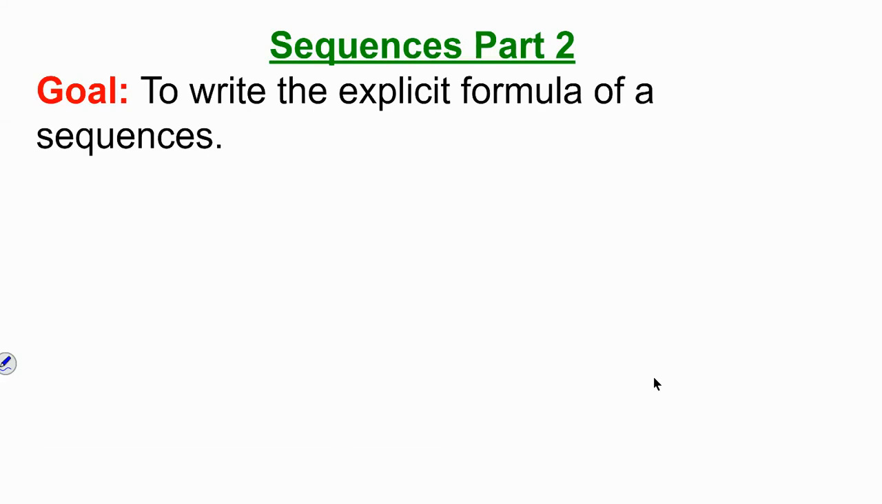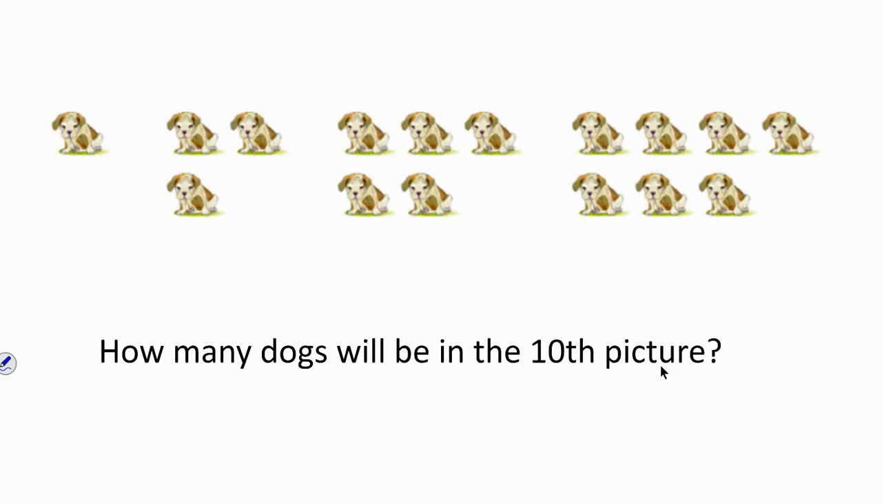This video is part 2 of the video series on sequences for Algebra 1. So let's start by reviewing the problem that we started with in the last video. We started by looking at dogs, and the pattern present in this picture. We looked at each dog, and we saw there was 1 in the first set, 3, 5, and 7, and we noticed that the pattern every time was +2, +2, and +2.